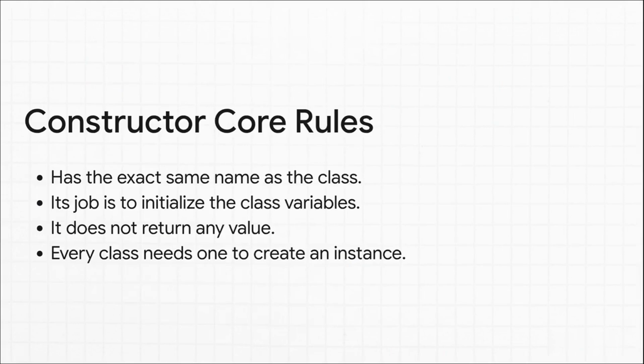Now, this foreman has some very strict rules, non-negotiable. First off, its name has to be exactly the same as the class name. That's how you know it's the right one. Second, its only job is to set up the object. That's it. It's so focused on this, it doesn't even return a value. But here's the most important rule of all. You absolutely cannot create an object without one. It is the mandatory first step for every single object you ever make.